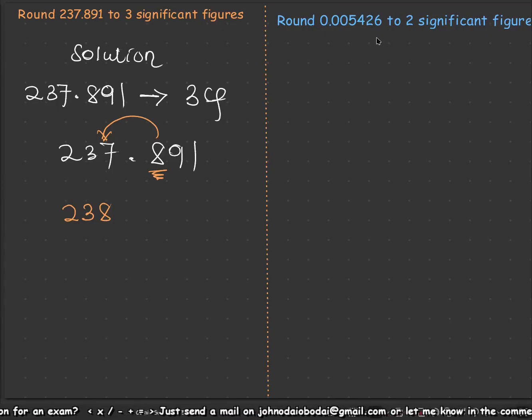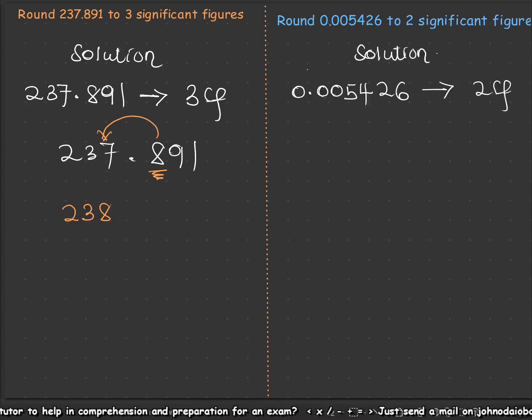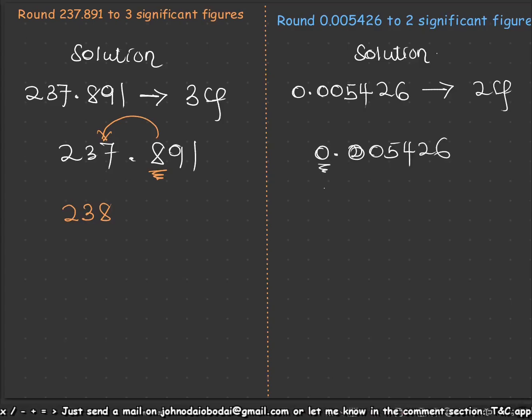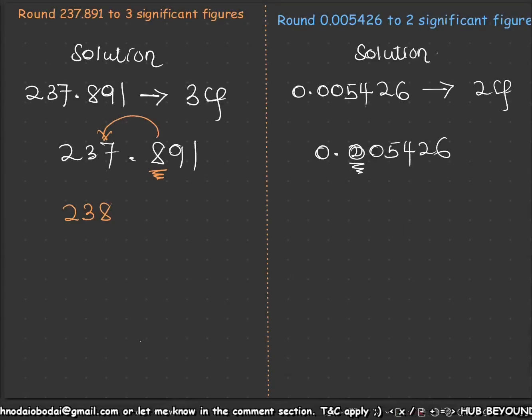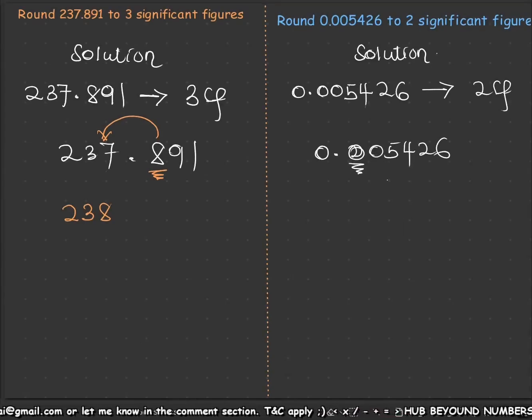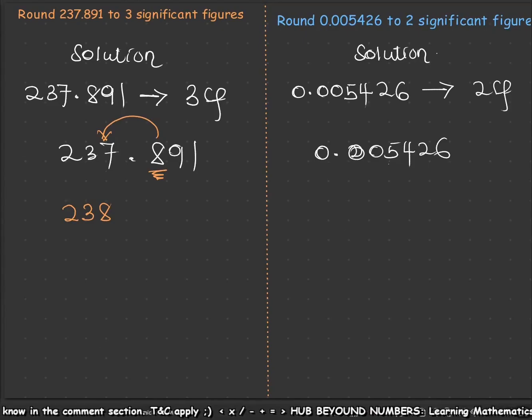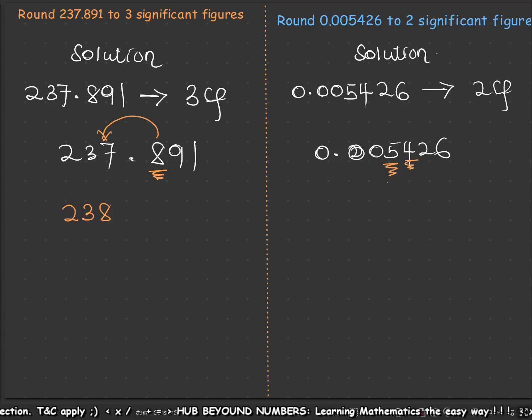Now let's look at this second one here, which says we have to round 0.005426 to 2 significant figures. So our solution: for our number, we know this is a leading 0, this is also a leading 0, and this last one here is also a leading 0. Hence, they are all not significant figures. So for this number, our first significant figure is 5, and 4 is our second significant figure.